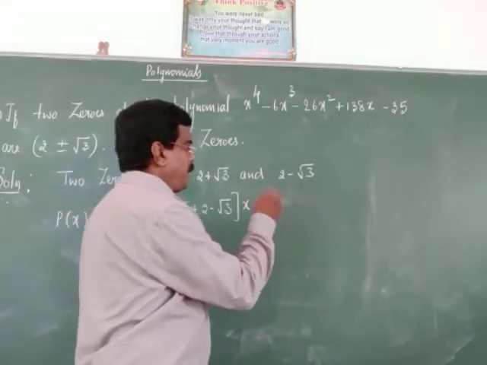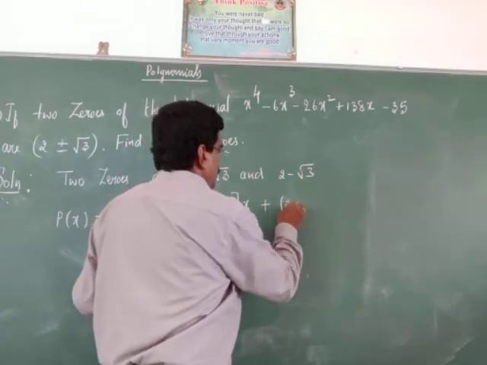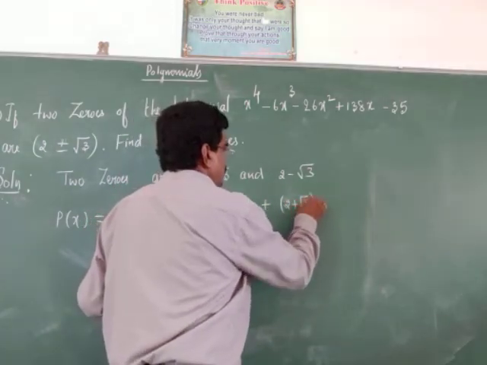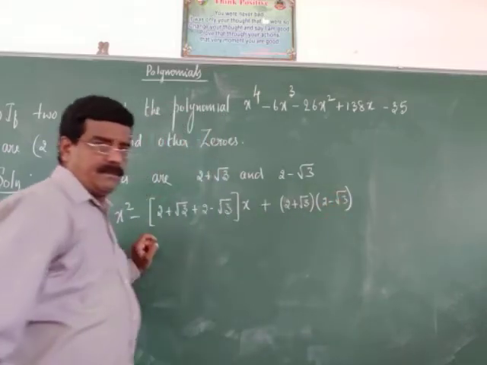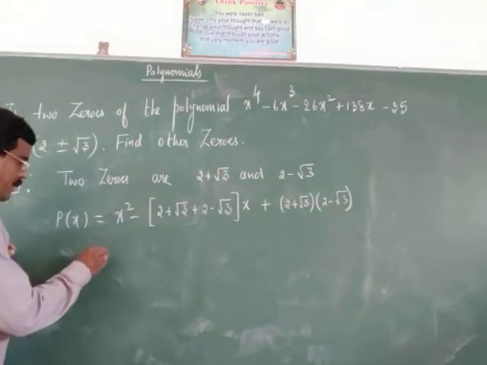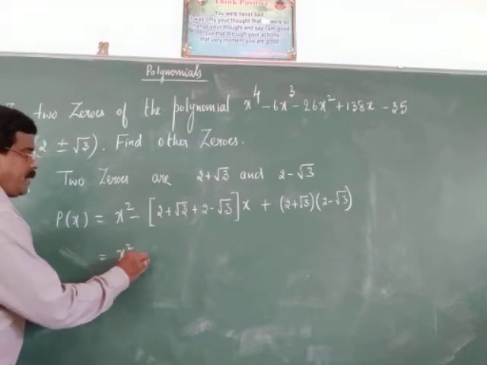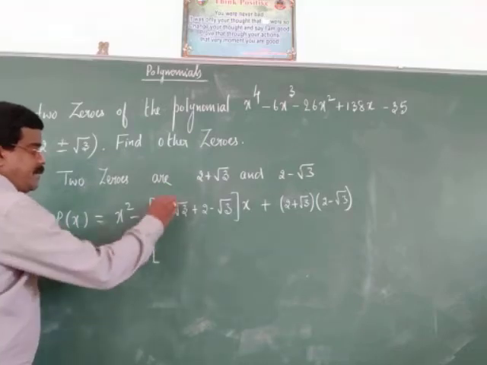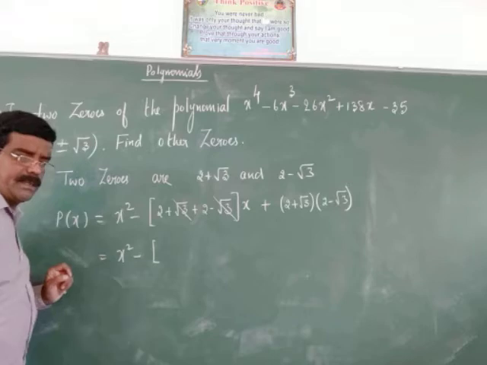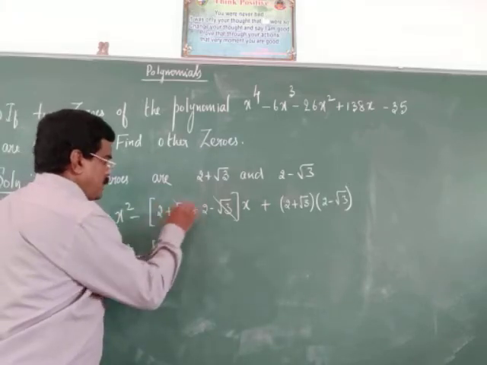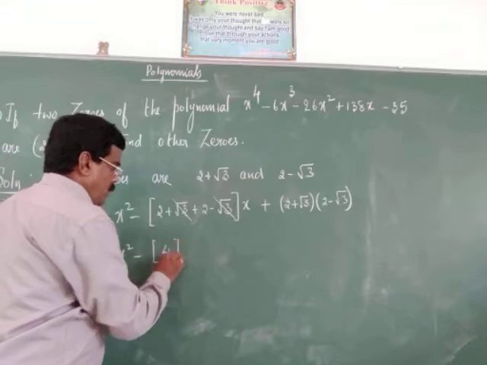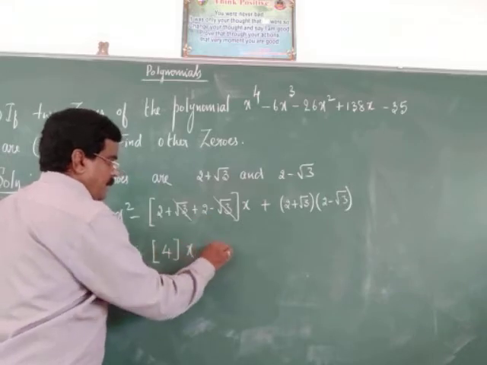Product of the zeros means multiply the two, that is 2 plus root 3 into 2 minus root 3. So the next step, what do you get? X square minus bracket. Here since it's plus root 3 and minus root 3, they get cancelled. So we will be getting 2 plus 2, 2 plus 2 means 4, into x plus.